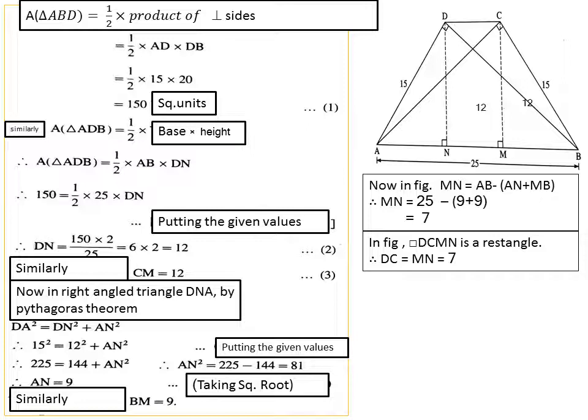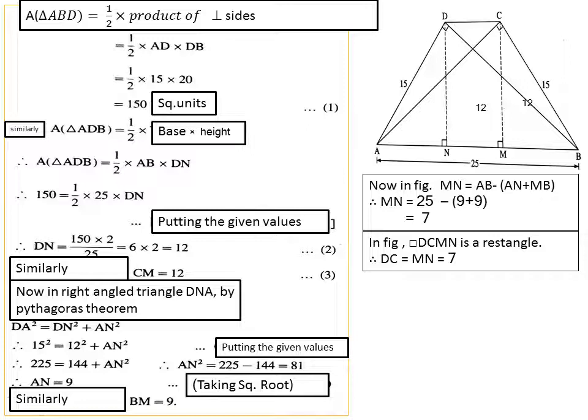AB is equal to 25 units, which is given in the figure, and DC is equal to 7, which are calculated by us. That means we get the length of parallel sides of trapezium. What is the area of trapezium? Area of trapezium means, what is the formula?